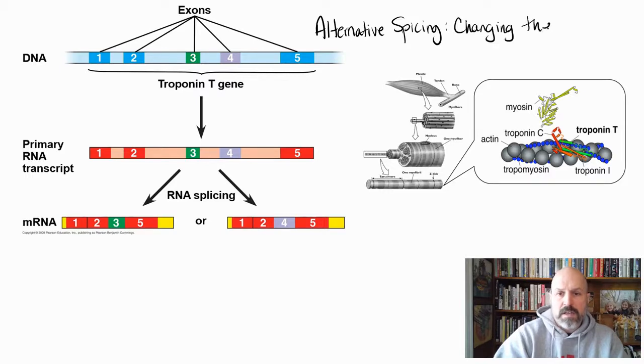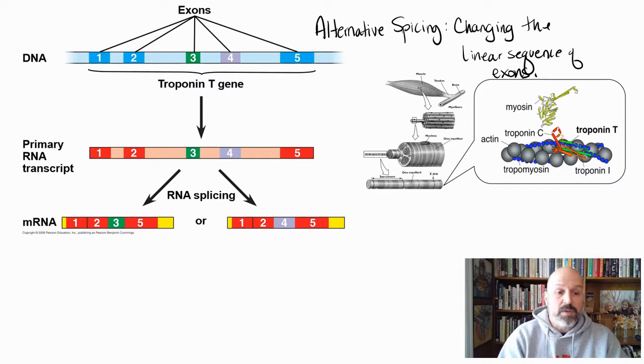Changing the linear sequence of exons. And I write it that way. As I've said before, you can do 1, 2, 3, 5, but you can't do 1, 3, 5, 3. You can't reverse them. You can only go in the linear sequence.